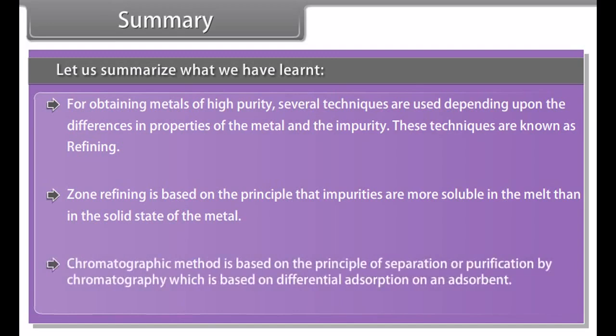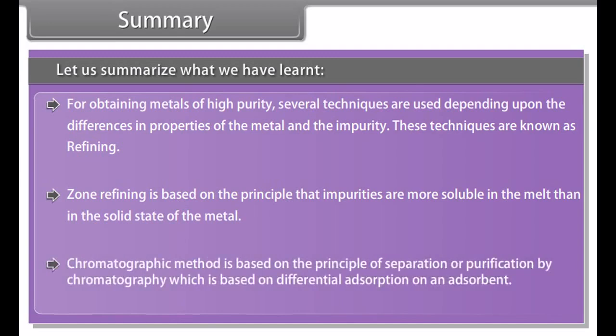Summary. Let us summarize what we have learned. The mineral from which a metal is conveniently and economically extracted is called ore. The process of removing the unwanted material from the ore is called concentration of the ore. Froth flotation method is generally used for the concentration of sulfide ores. Ellingham diagrams are graphs of the change in the free energy of formation with temperature.